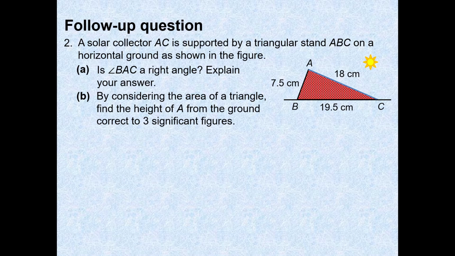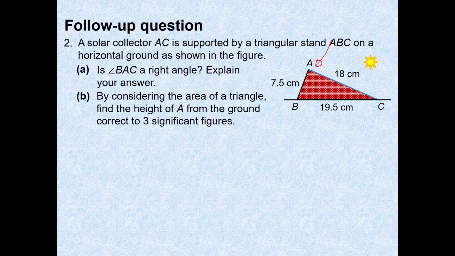I believe you have finished the question, right? So let's read the question first. A solar collector AC is supported by the triangular stand ABC on horizontal ground as shown in the figure. So in part A, is angle BAC a right angle? Explain your answer. This is the angle BAC. So how can we prove that it's a right angle?